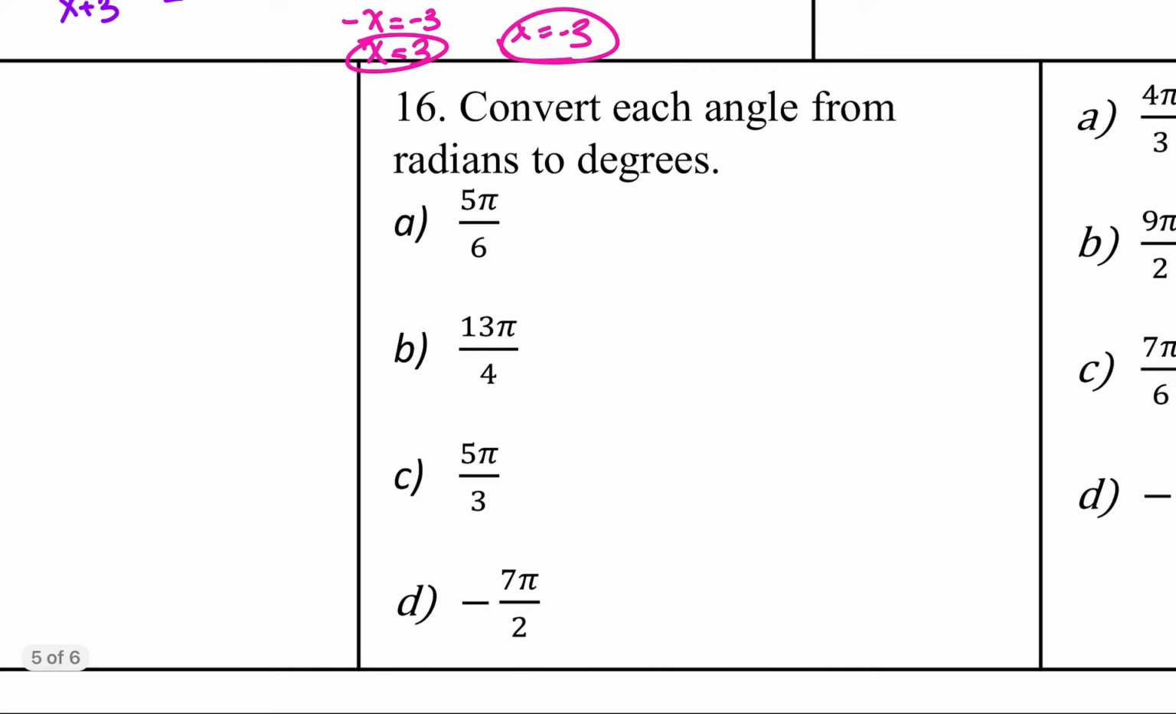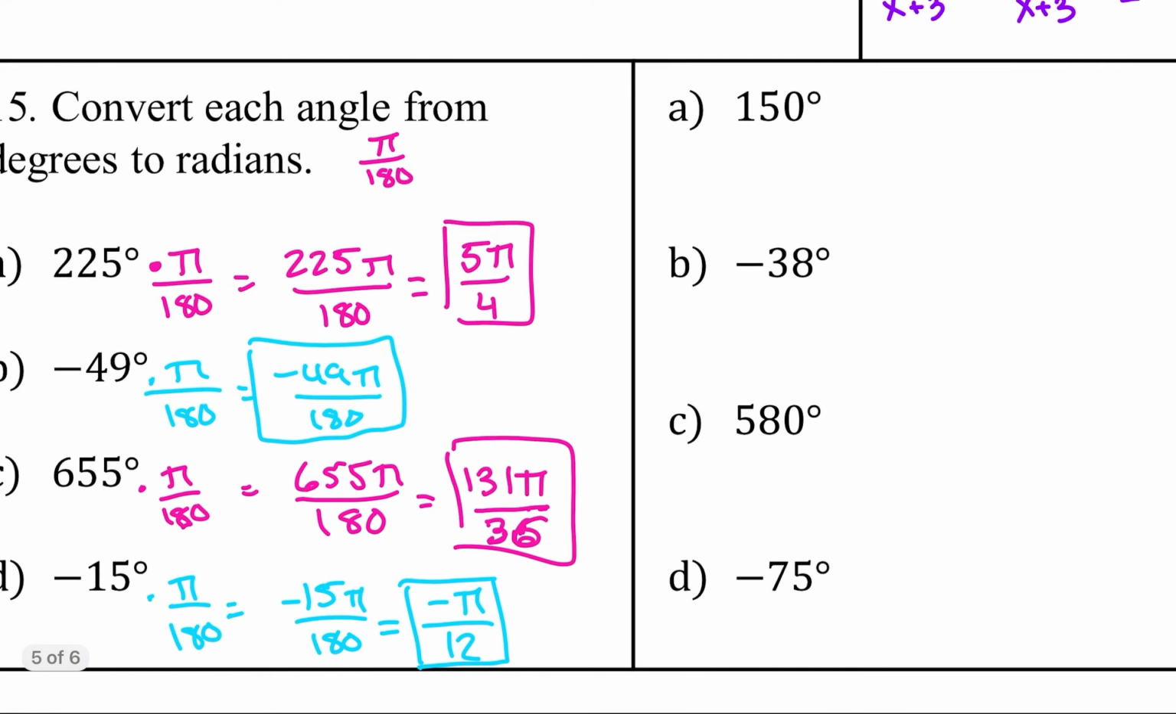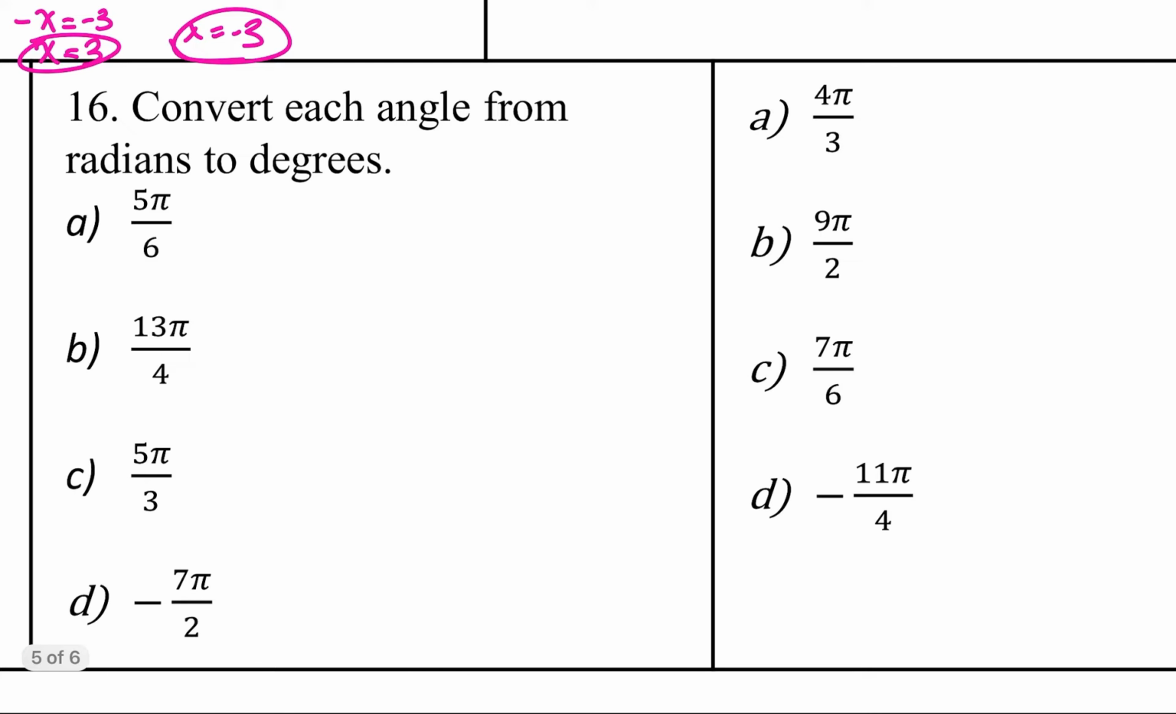All right, and jumping over here, we got 16. It's a little bit of a weird one here. These two go together, but then 16's over here on the right side. We're going to do the same thing, but we want to convert into degrees. So instead of multiplying by pi over 180, we're doing the opposite, multiplying by 180 over pi.